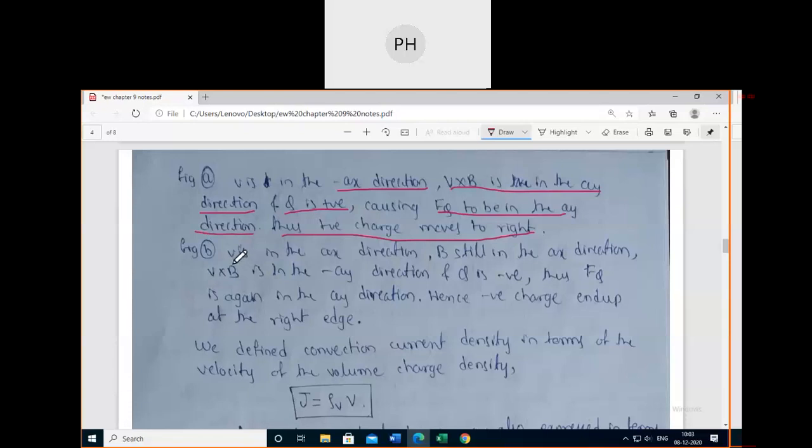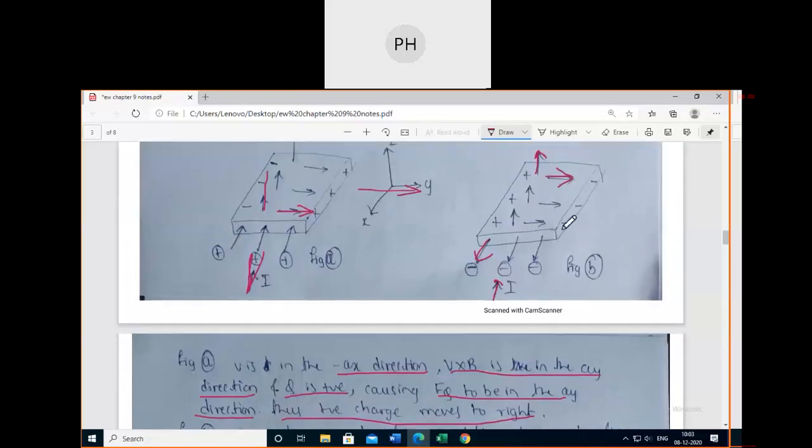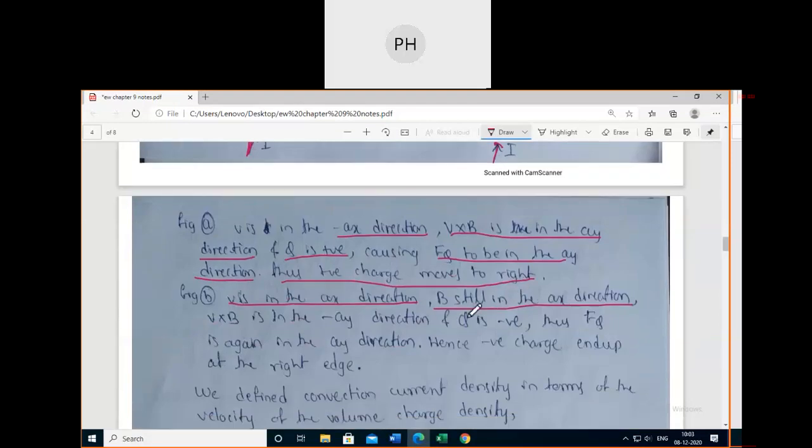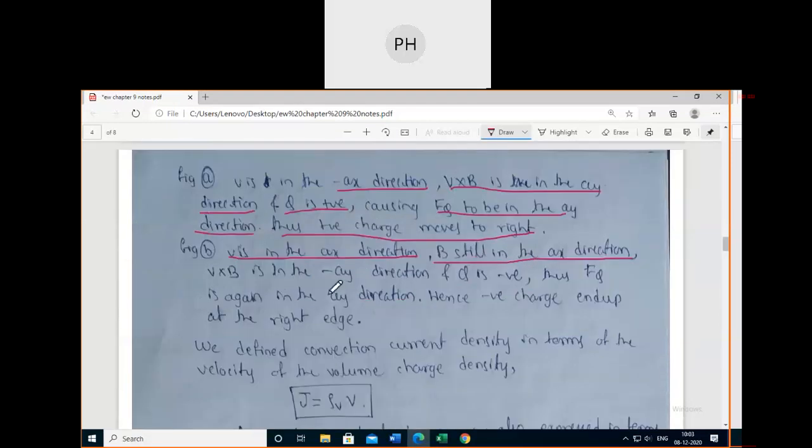With respect to the second condition, reverse one: V is in the negative AX direction, here it is the minus AX direction, and B is still in the AX direction. V cross B is in the minus AY direction. Q is negative.